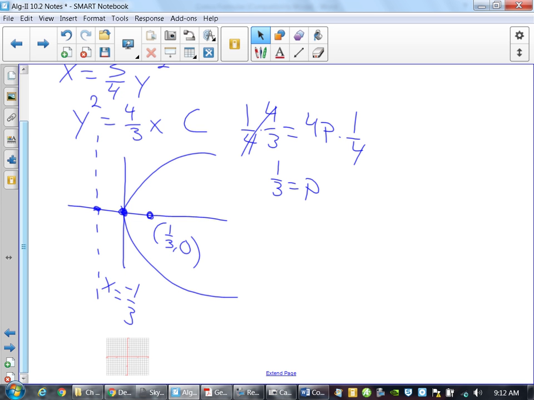Your focus is at 1/3 comma 0. It just moved to the right of the origin. Your directrix is a vertical line. Vertical lines are always x equals a number. Also, one thing you'll notice is that the directrix, every time, would technically go through the parabola at 2 points. Does that make sense? That way you always remember which way it's going to go.